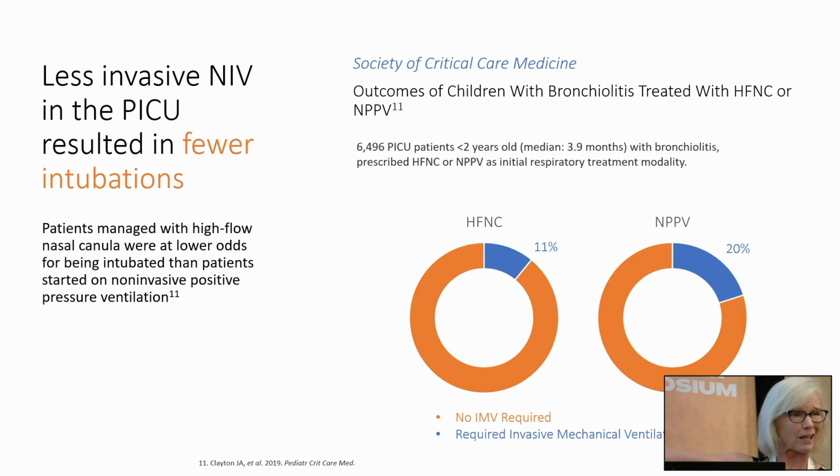Now, when I first looked at that, I said, well, of course that makes sense. The kids on NIV were probably sicker to begin with. But this study specifically leveled that playing field by correcting for the disease process, whether it was bronchiolitis or how severe the disease was. It also corrected for age, weight, and gender. So it leveled the playing field so we can really trust this data.